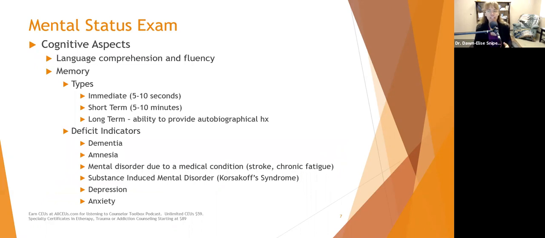Can they remember things for 5 to 10 minutes? If you show them a card and it has a Queen of Hearts on it, and then 10 minutes later you ask, do you remember what was on that card that I showed you? Can they remember that? And long term, can they provide autobiographical history?